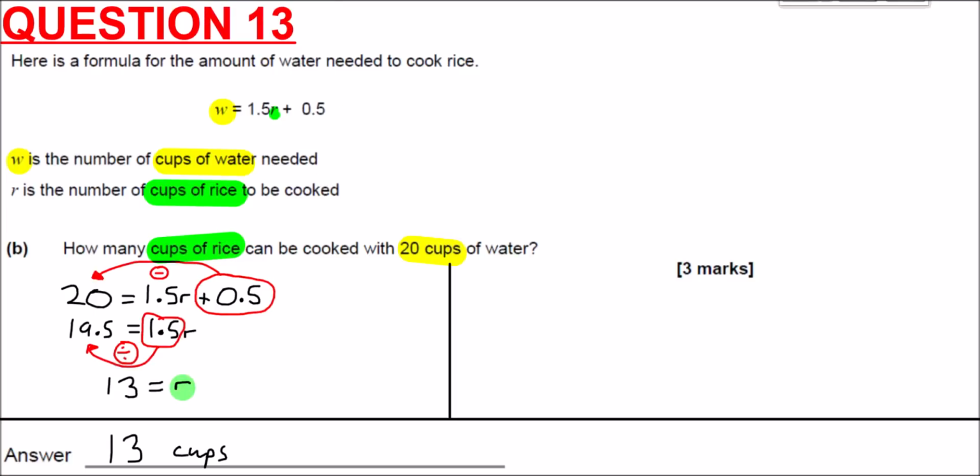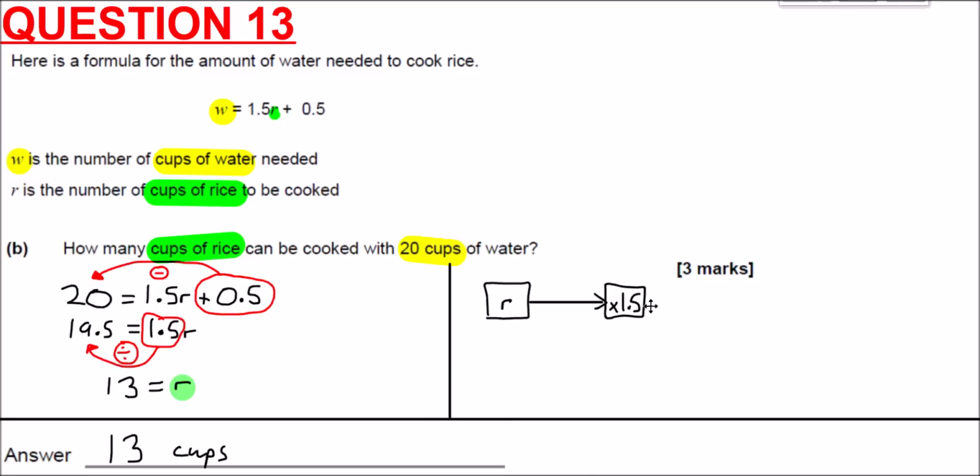So using this flow diagram method, we can start with R and then take it step by step and think what happens to R. So the first number that R bumps into is 1.5, and that 1.5 multiplies R. So the first thing that happens is that R gets multiplied by 1.5. After being multiplied by 1.5, we then add on 0.5.